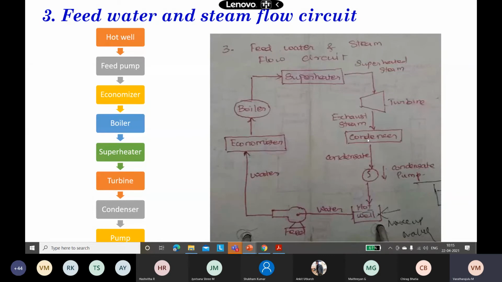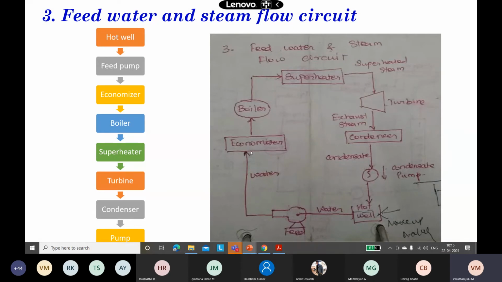And the condensate leaving the condenser is first heated in the low pressure water heater by using the steam taken from the low pressure extraction point. And the feed water is supplied to the feed pump by an external source to compensate the loss. And we have the hot well, and the pressurized water is sent to the economizer through the pump. The pressure is elevated, and through the economizer the water is sent to the boiler.